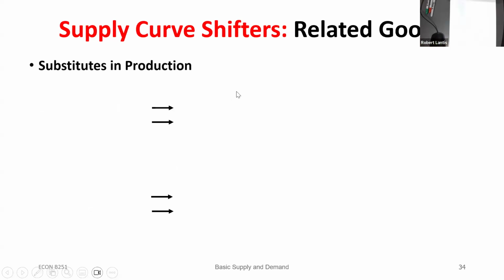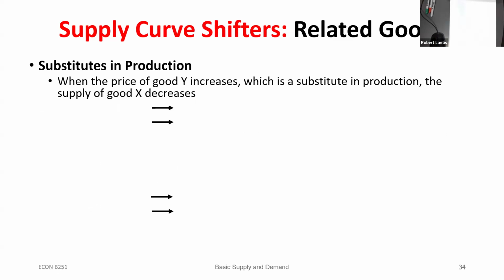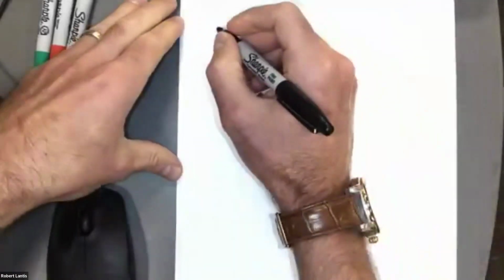What about the price of related goods? I have my animations turned off on these arrows, but just like with demand, we have substitutes and complements in production. So if I have substitutes in production, right, what's going to happen? In general, if the price of good Y increases, if it's a substitute in production, the supply of good X goes down. I'll give you some examples of these, and we'll return to the shorthand in a second.